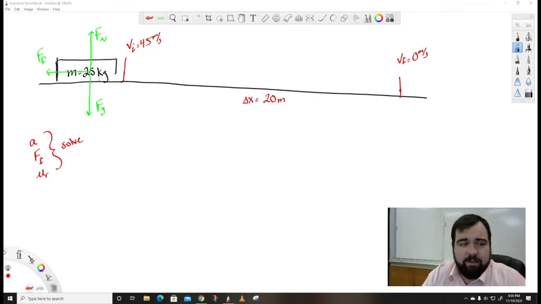We have a 20 kilogram boy and a 5 kilogram skateboard coasting from 4.5 meters per second to rest over a course of 20 meters. We want to figure out what is the deceleration of the skateboarder, what is the force of friction acting between the skateboarder's wheels and the surface, and what is the mu. In this case, since the thing is rolling, that's going to be mu rolling.